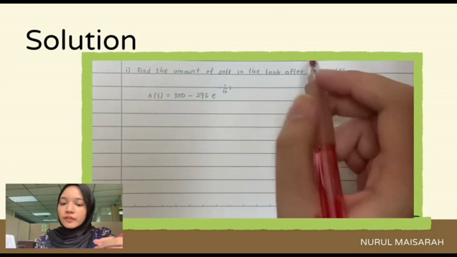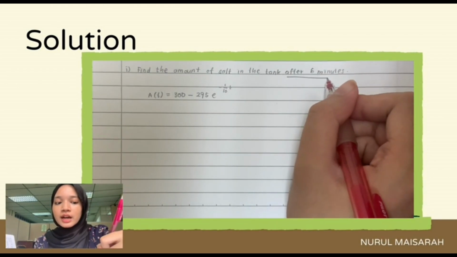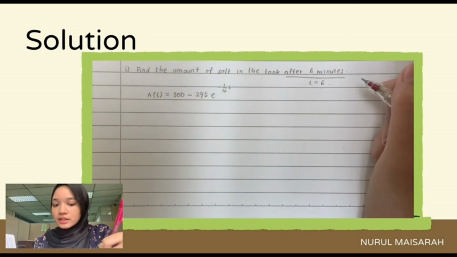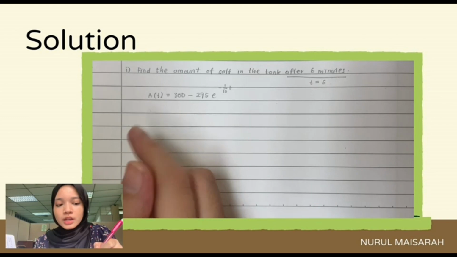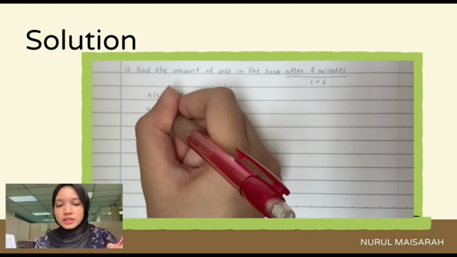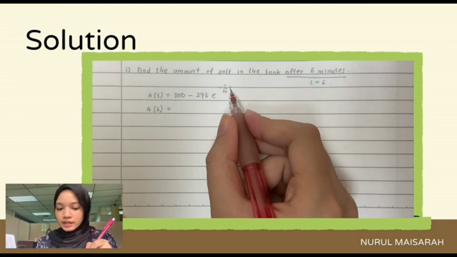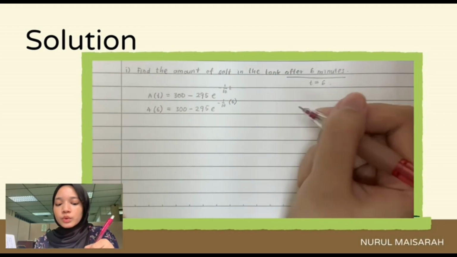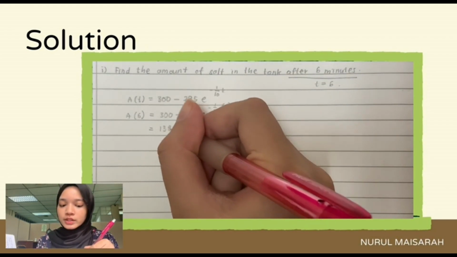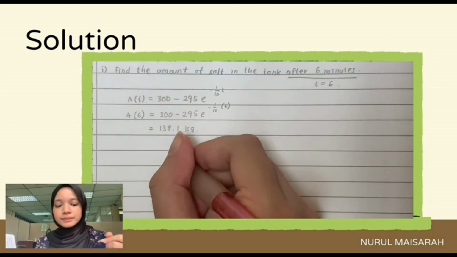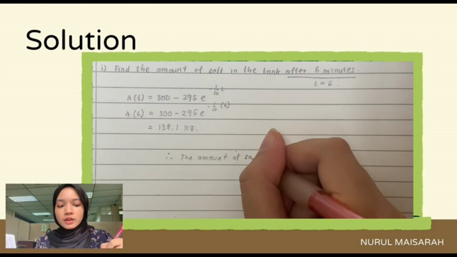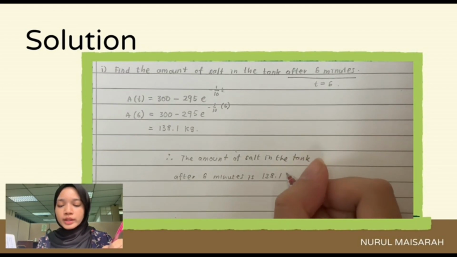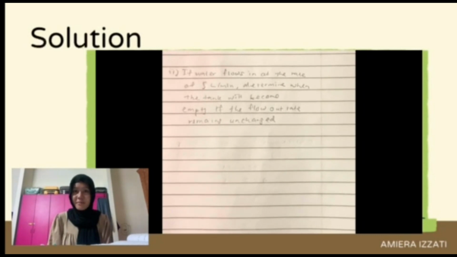The question asks to find the amount of salt in the tank after 6 minutes, which means t is equal to 6. So what we have to do is just substitute t with 6, and then we will get the answer, which is 138.1 kilograms. Therefore, the amount of salt in the tank after 6 minutes is 138.1 kilograms.